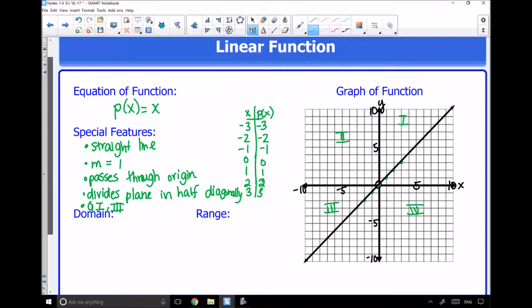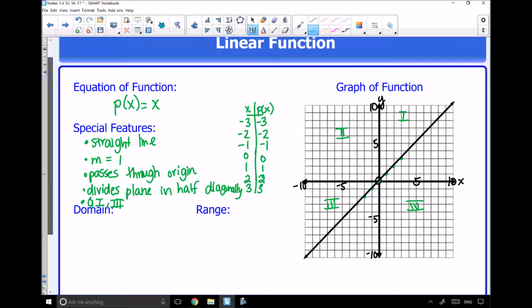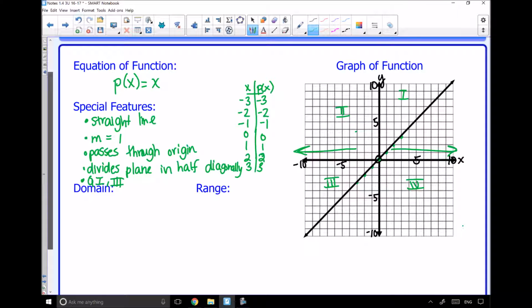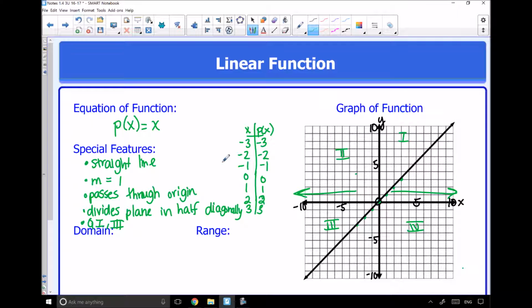Okay, so now the next thing I want to talk about is the domain. Well, what x values work? My graph spans anywhere on the left side all the way to my right side. So it goes on forever to the left, it goes on forever to the right, so I can say that my domain is x is an element of all the real numbers. Every single real value will be part of my graph, okay?